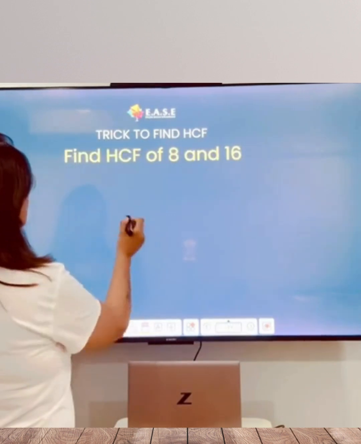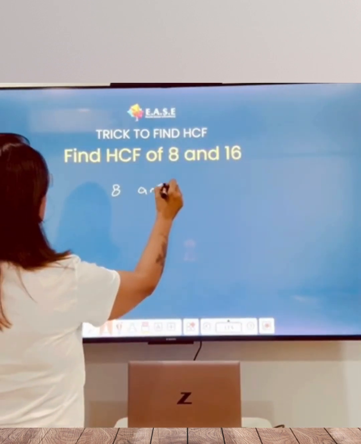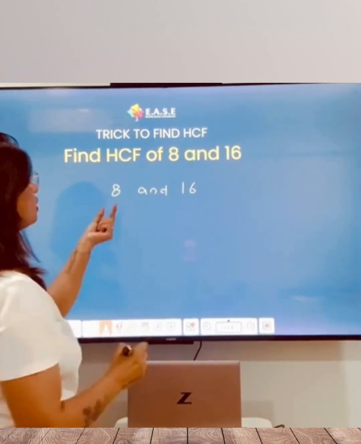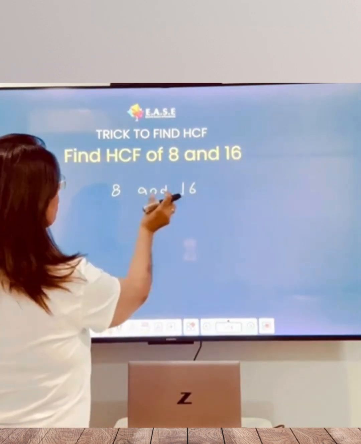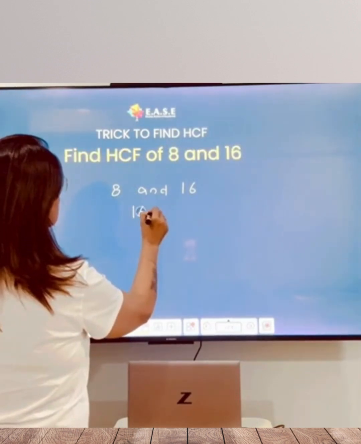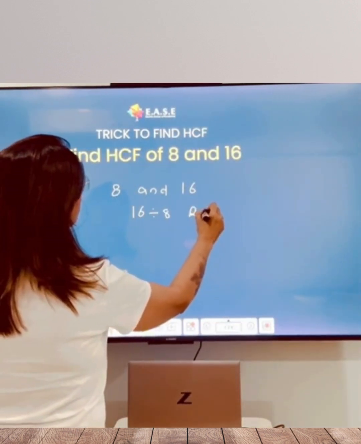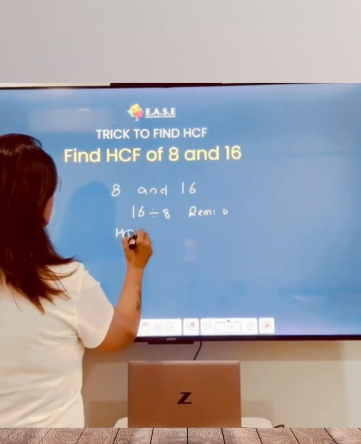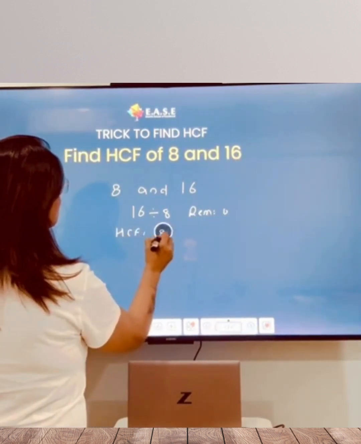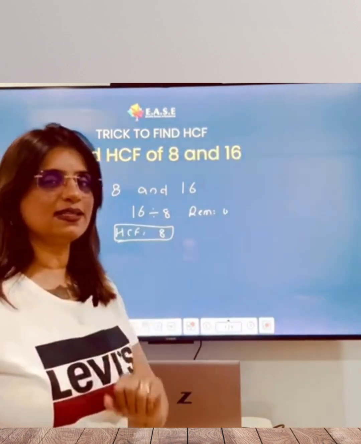So between 8 and 16, pick up the smallest number, which is 8, and divide the greater number by the smallest number. 16 divided by 8, if you check, your remainder is 0, which means your HCF is 8. Isn't it easy? Quick. Now, this was a very easy one.